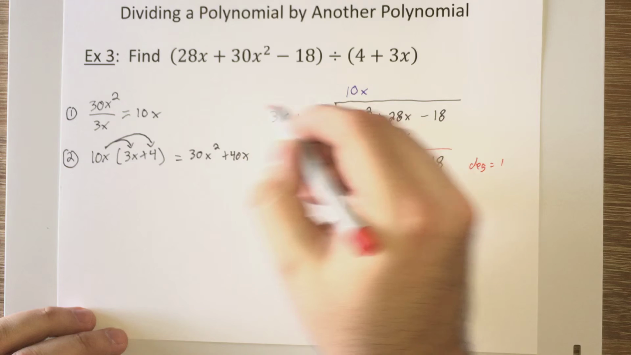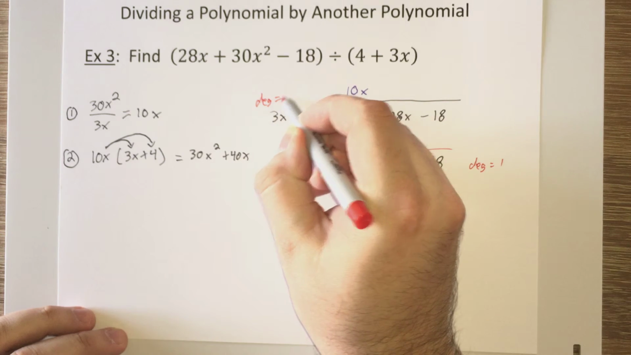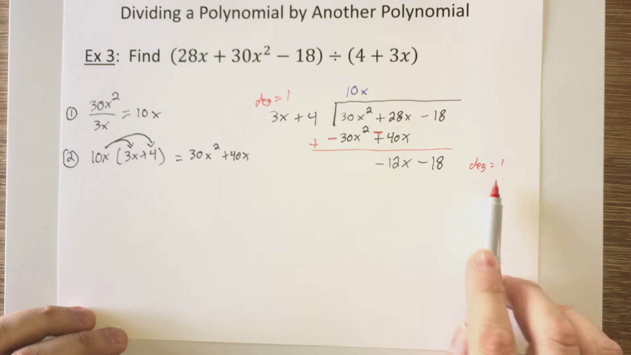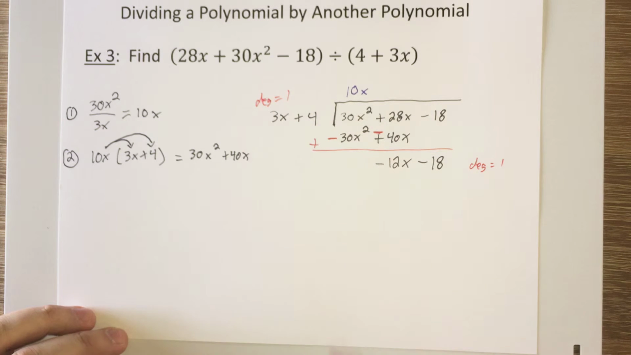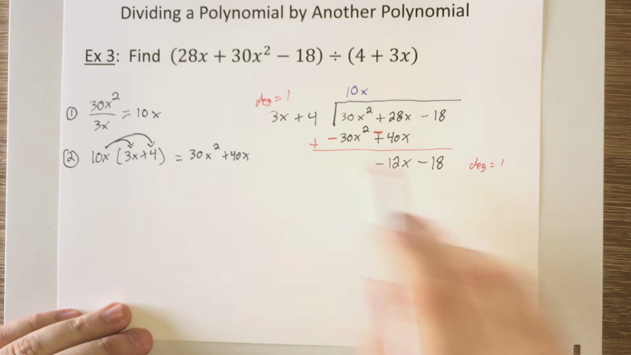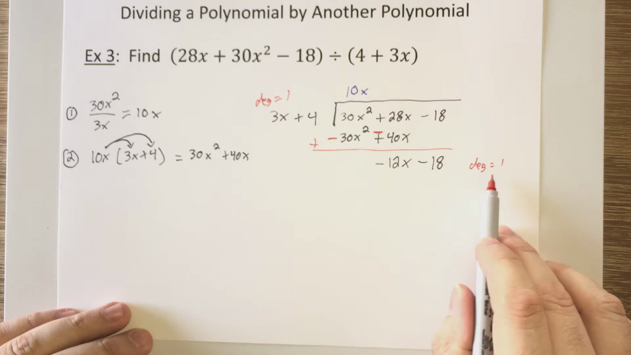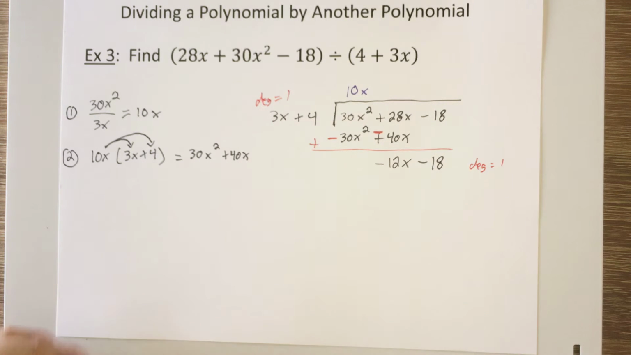And then what's the degree of this thing? The degree of this thing is also 1, because you're looking for the highest power on the x, and the power on the x is a 1. Is this degree less than this degree? That's the question you have to ask yourself. The answer is no. If this degree was less than the degree of this thing, then you're done, and you can just tell me what the answer is. But because the degree of this is not less than that, you have to start over.